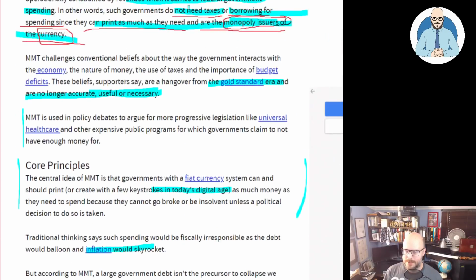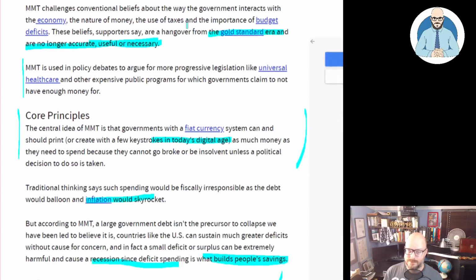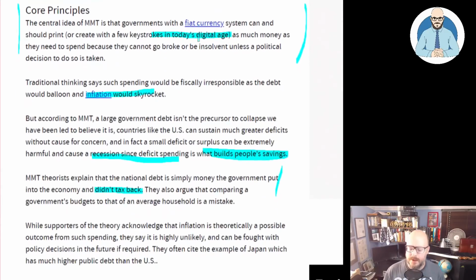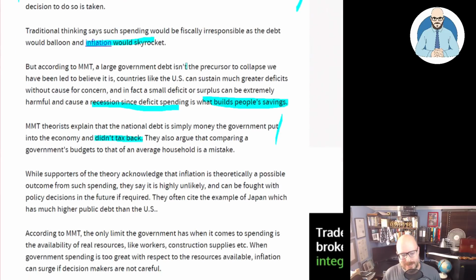Even though they're saying they don't need taxes, they need taxes to pay for the bonds. And who pays the taxes? Who pays the taxes? I wonder. Oh, wait a minute. It's the people. It's the people. It's a brilliant system they got set up here.